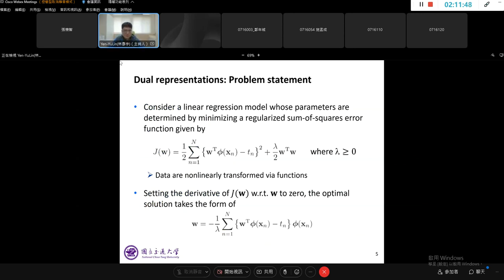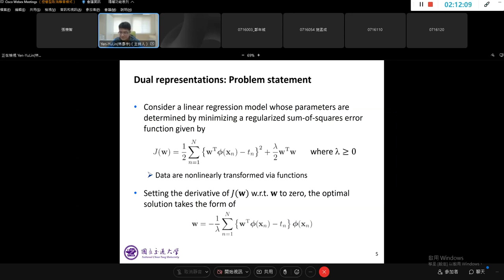Let's move to dual representation. Dual representation. Support vector machines or kernel machines can be used for regression or classification. So to begin with, let's consider a regression problem.